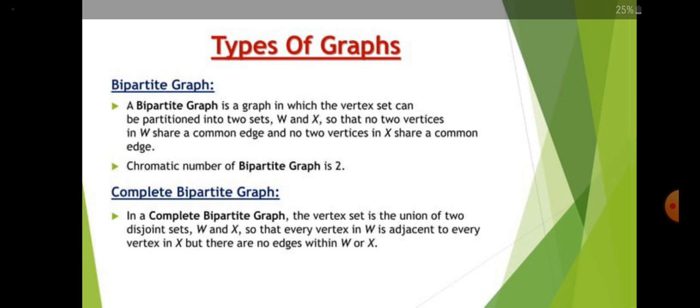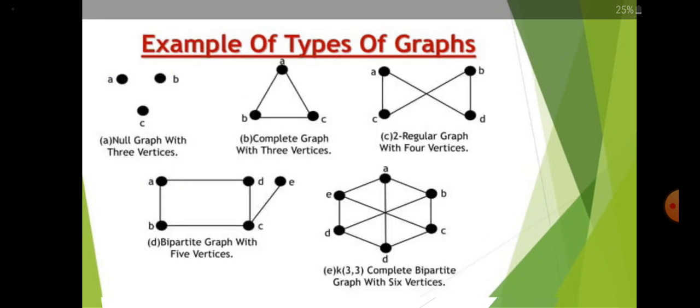Now the complete bipartite graph. In a complete bipartite graph, the vertex set is the union of two disjoint sets W and X, so that every vertex in W is adjacent to every vertex in X, but there are no edges within W or X. These are the examples of the graphs.